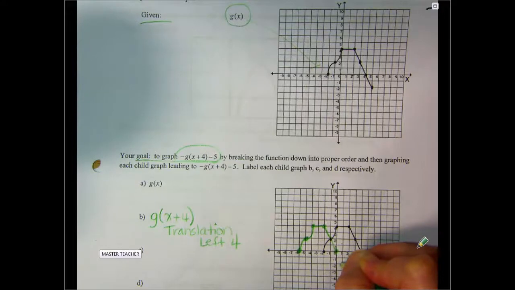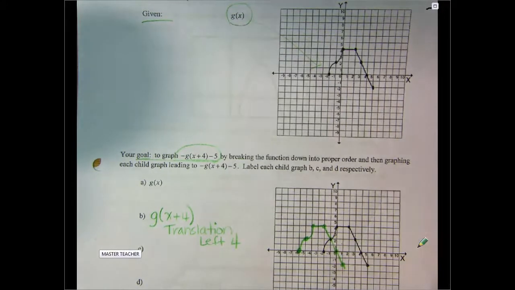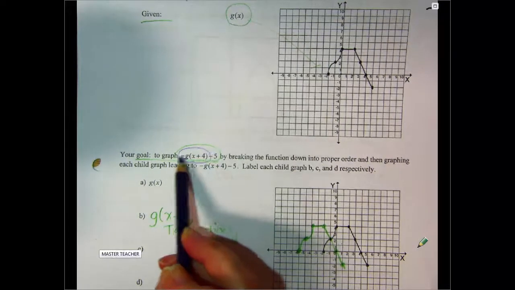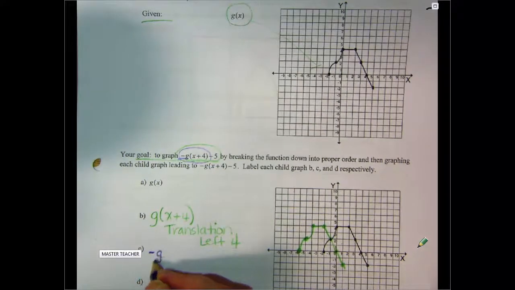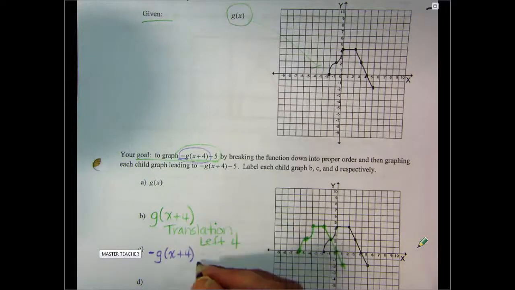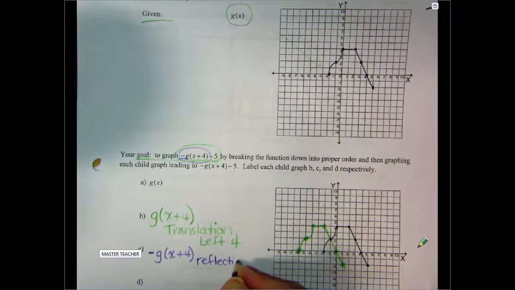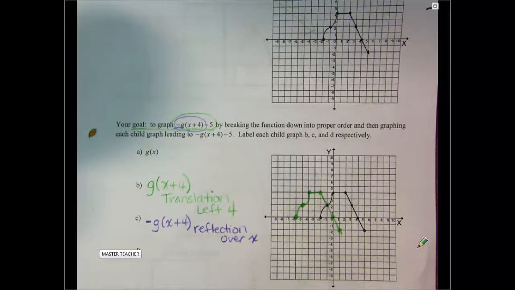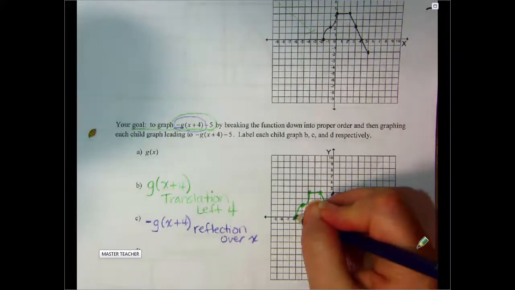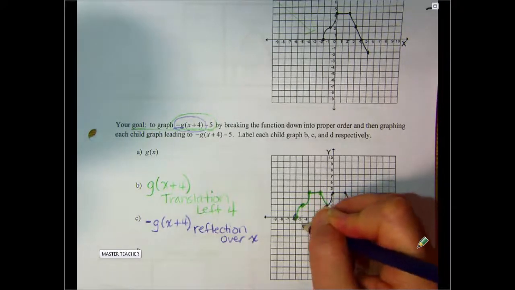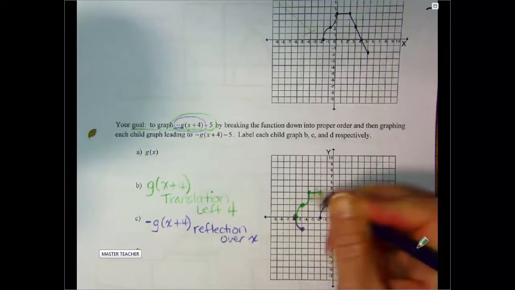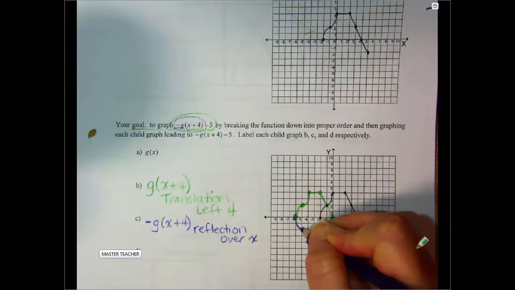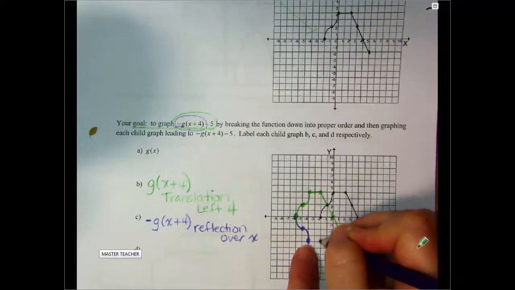Okay, so then I switch colors. And next after parentheses comes multiplication or division, and that negative out front is like saying -1 times. So that's my next transformation. I take my g of x plus 4 graph and I reflect it over the x-axis. So in purple now, I'm going to take my green graph and reflect it over x. Any point on x stays on x, and everything else moves the same distance away from x to the opposite side. Maintain its shape, maintain its size.